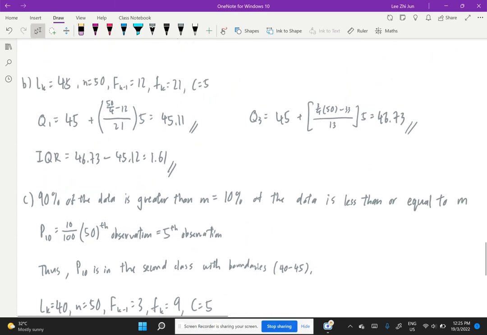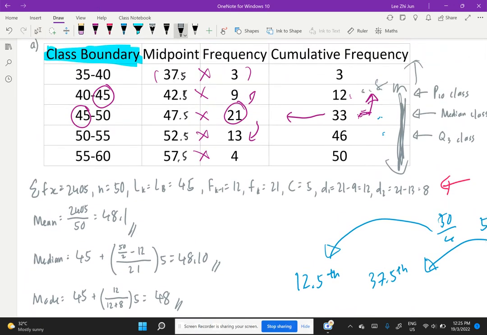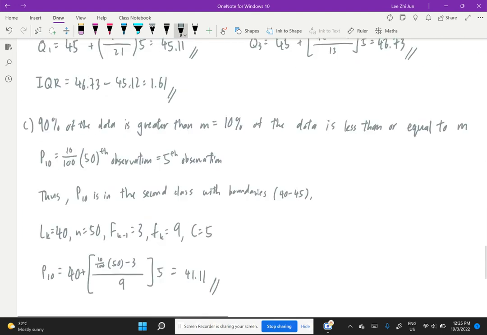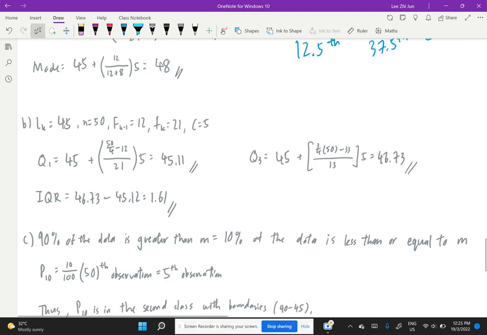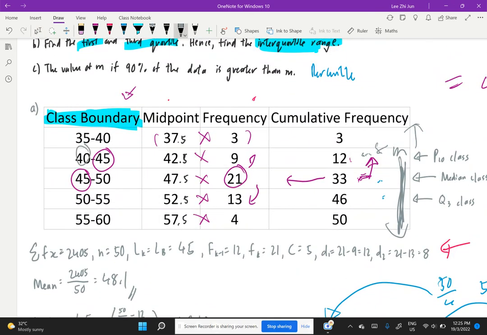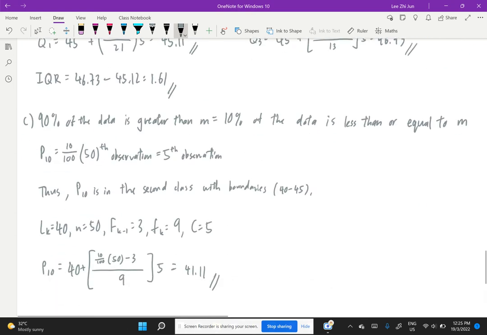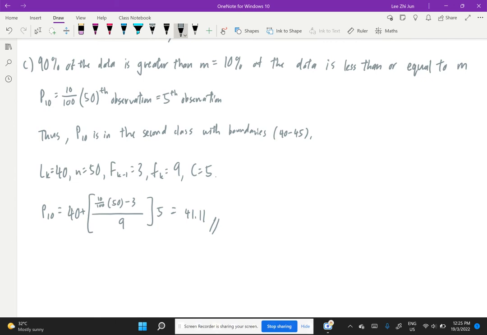So this 10th percentile is at the second class. At here, 10 is at here. The boundary is 40 with 45. So the lower class boundary is 40. The bigger F is 3, small f is 9. The class width is 5, and n is 50. So L plus k equals to 10. This will be 10 minus 3, 3 divided by 9 times 5 plus 40. So I will get 41.11. Here's the answer.